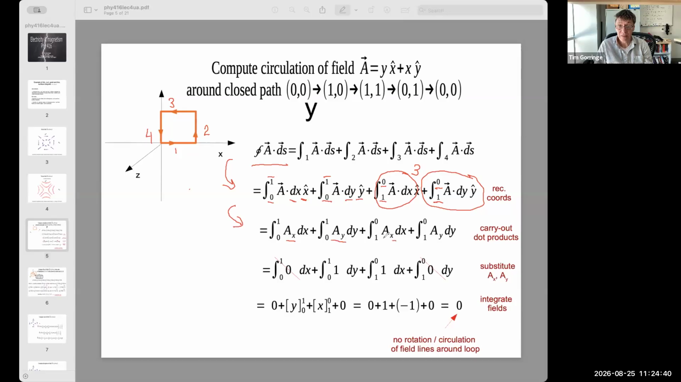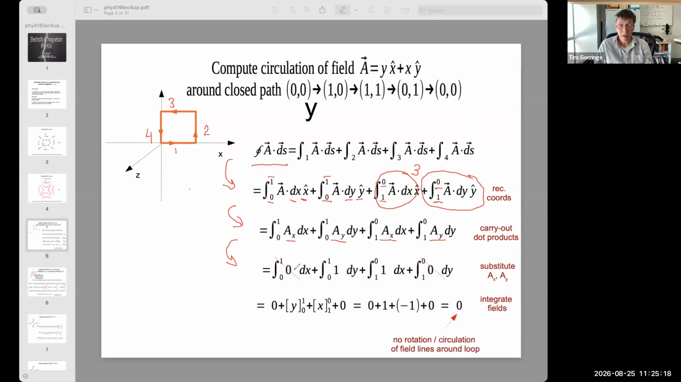And likewise, this is a walk in the x direction, so we get the x component of the field. This is a walk in the y direction, so we get the y component of the field. Okay, so now I'm going to fill in this third step what the x and y components of these fields are at the particular x and y values that we're located. So when we're integrating this first path, we're always at y equals 0. We're walking along this horizontal line here.